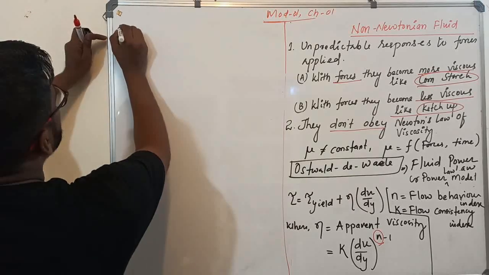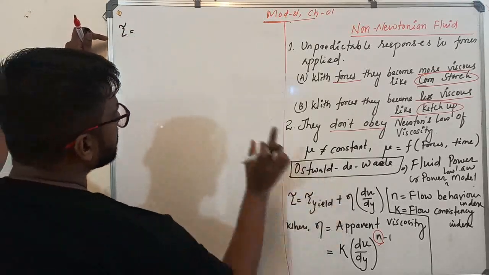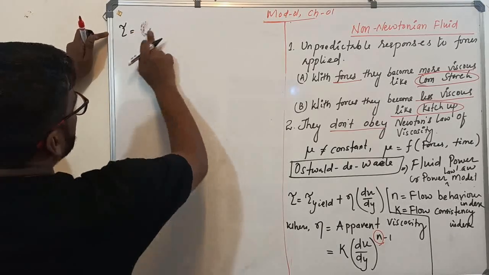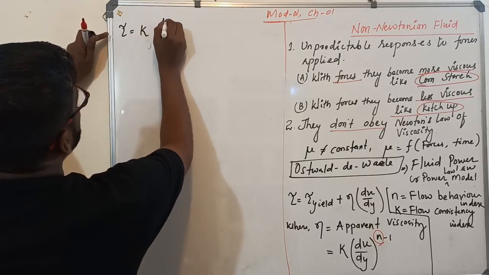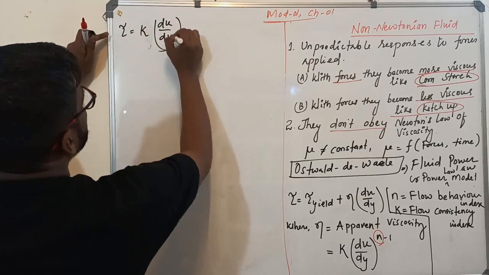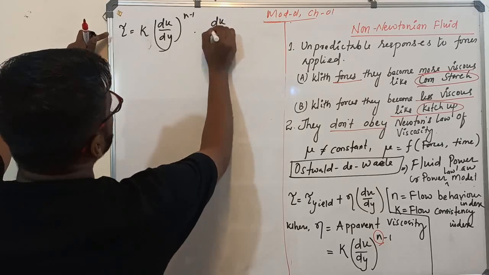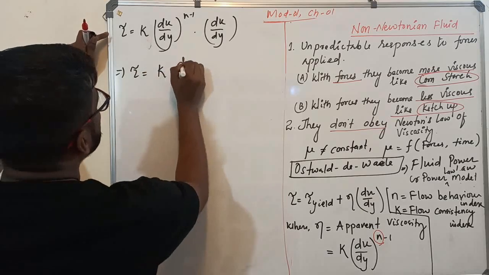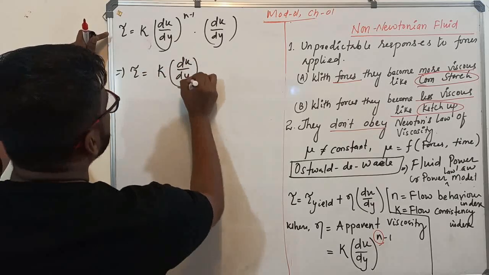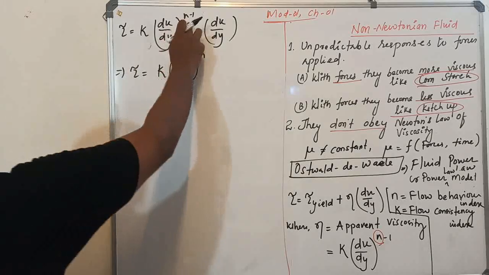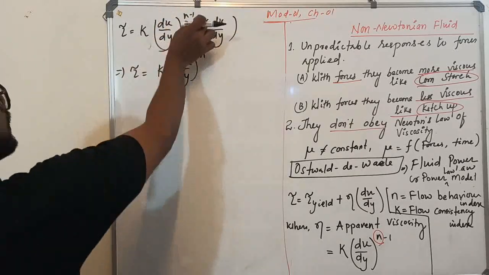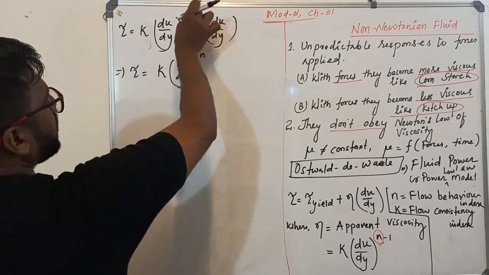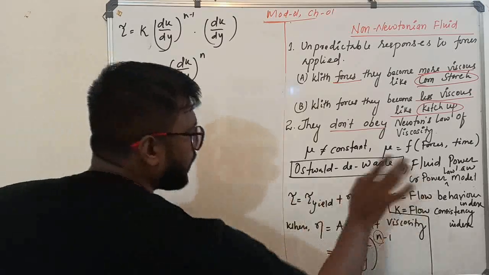So what happens to your tau? Consider, let us say there is no tau yield, so it becomes eta, which is k (du/dy)^(n-1) into du/dy. So tau becomes k (du/dy)^n. The n minus 1 and the plus 1 give n. So this n is nothing but the flow behavior index.